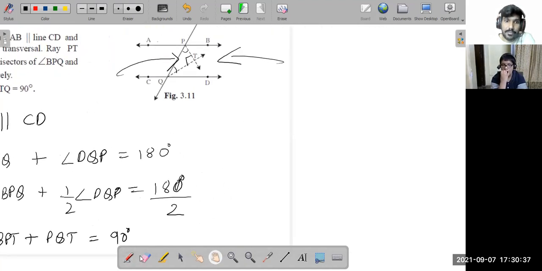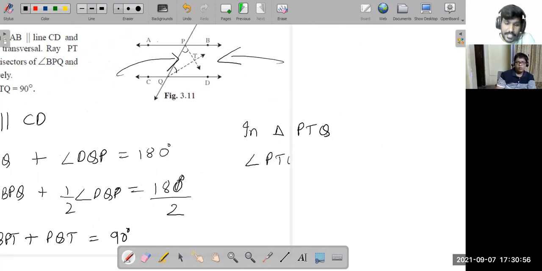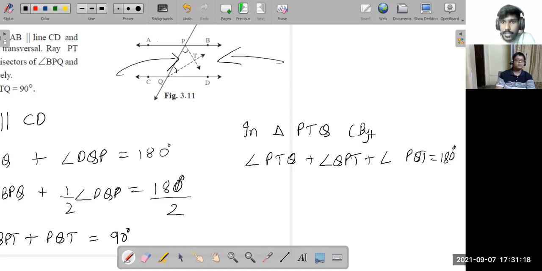Now look into this triangle. In triangle PTQ, add all the angles in the triangle. We have to prove it is 90 degrees, so I'll remove this sign for now. Angle PTQ plus angle QPT plus angle PQT will be equal to 180 degrees, by angle sum property.